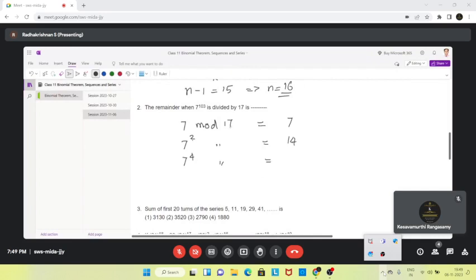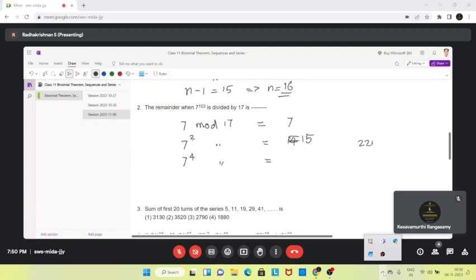When you divide by 17, I took it wrongly as 14. So it is 49 divided by 17. You get 34. 2 times 17 is 34 plus 15. So 15. Okay. Now instead of doing 7 to the power of 4, we can do 15 square, which will give a smaller number. So that is the principle we are using here.